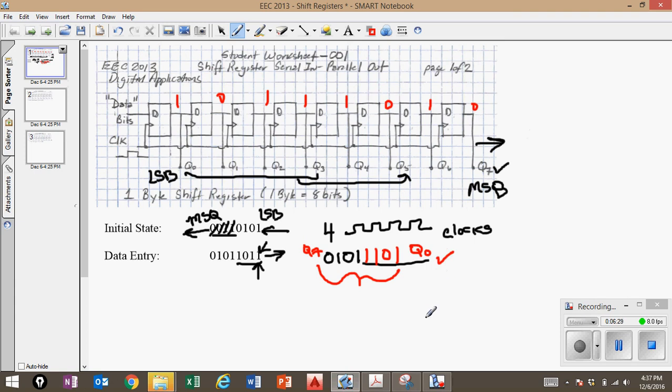I hope this gives you an idea of how to solve problems using the shift register.